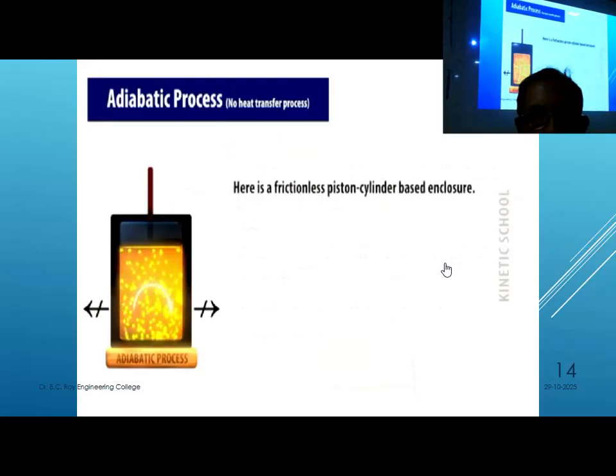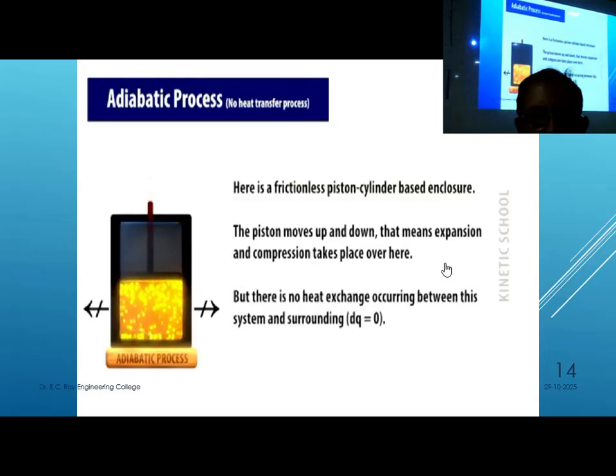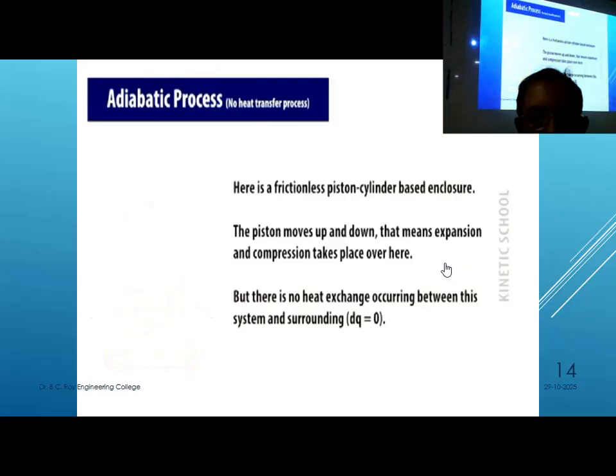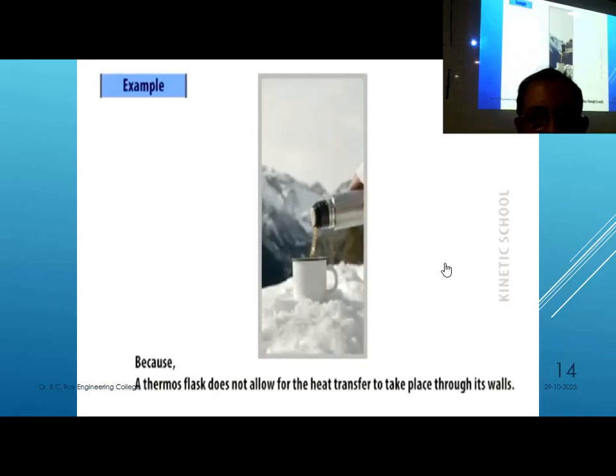Here is a frictionless piston cylinder based enclosure. The piston moves up and down. That means expansion and compression takes place over here. But there is no heat exchange occurring between this system and surrounding, such as hot water in an ideal thermostat, because a thermostat does not allow for the heat transfer to take place through its walls.